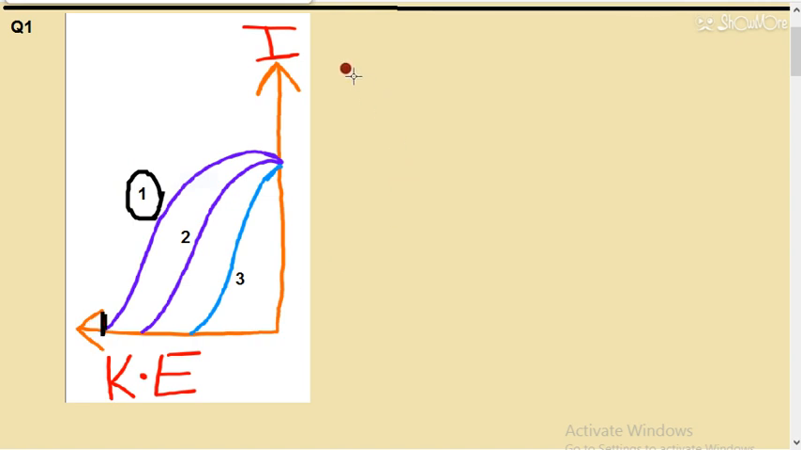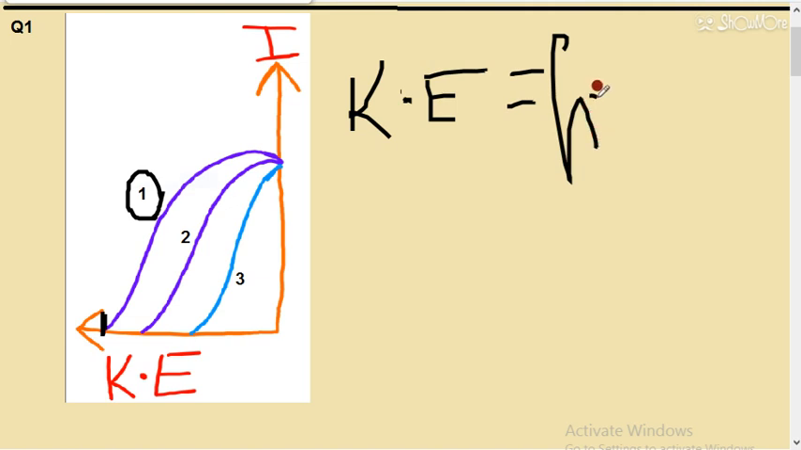Students, we just did this, kinetic energy. One minute, wait. Change pencil. Okay. Kinetic energy is equal to h into mu minus work function, or you can write it as h into mu naught.